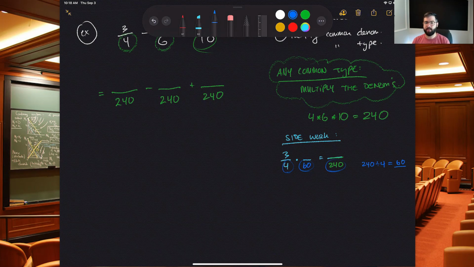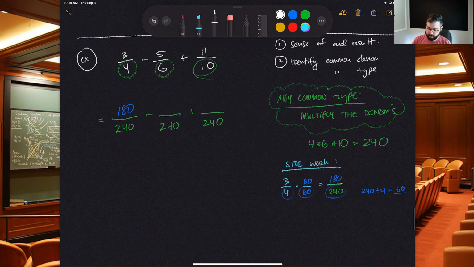So this is like the multiplier that we need for this fraction to get there. Then we can't just multiply things by 60, so we multiply it by that fancy version of 1, 60 over 60. And then in the top, 3 times 60 gives us 180. So 180 out of 240 is the same as 3/4. Okay, and so we do this for each of these.